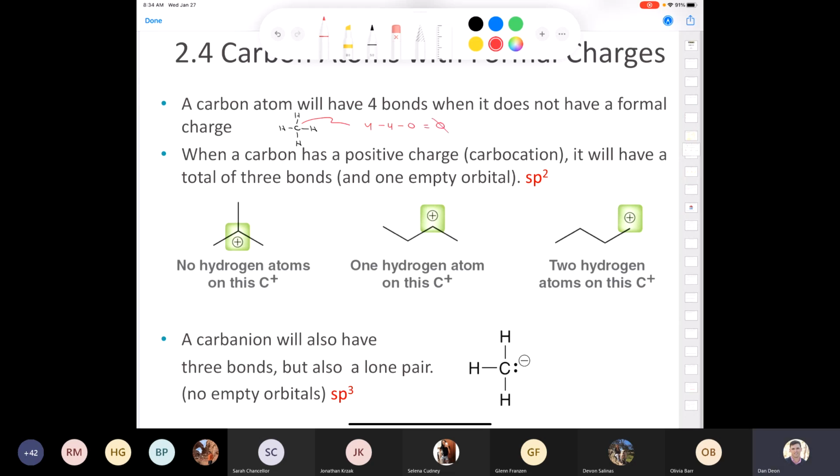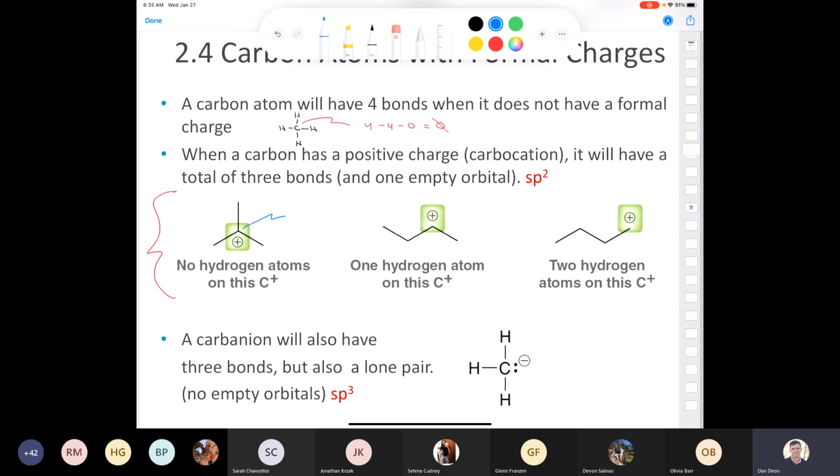But carbon can have a positive charge, and it can also have a negative charge. When it has a positive charge, we call it a carbocation. And in that case, it's going to have a total of 3 bonds. It's going to be sp2 hybridized, and it's going to have one empty p orbital. Anyhow, if you look at all 3 of these carbons that are highlighted in green right here that all have a positive charge, the math is identical for all of them.